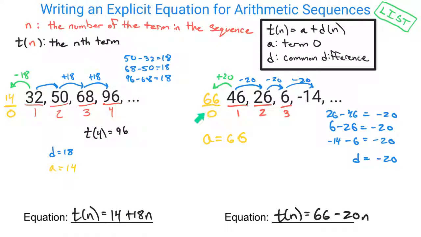Make sure you're finding term 0 and starting there, knowing that the first term you see in your list is term 1. And that's how we come up with this equation for your arithmetic sequence.